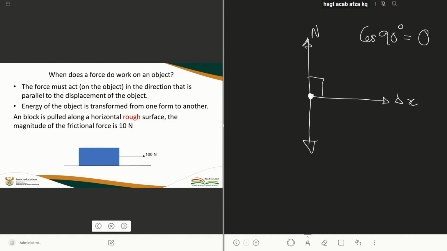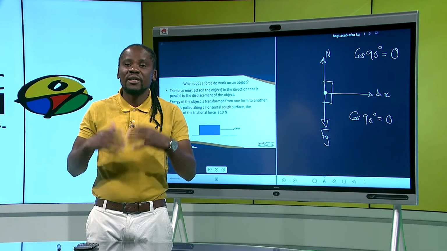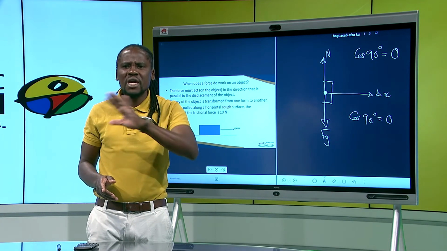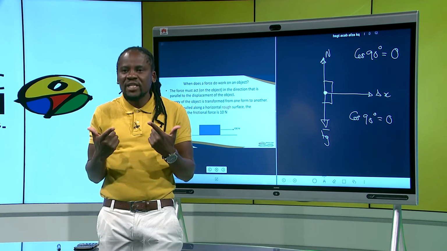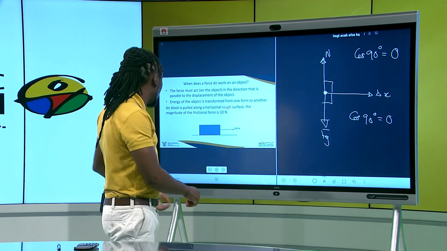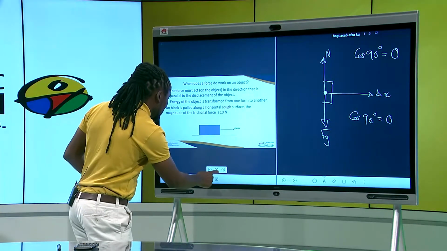Similarly, if we've got the force of gravity, the angle with the displacement is also 90 degrees. Cosine of 90 degrees is equal to 0. Now, do these two forces actually do work on the object? Then we go back to our big idea, which says, when does a force do work on the object? As long as the force acts perpendicular to the displacement of the object, that particular force does no work on the object. That's the main idea as far as when is work done on an object. Right. Okay, let's move to the next slide.